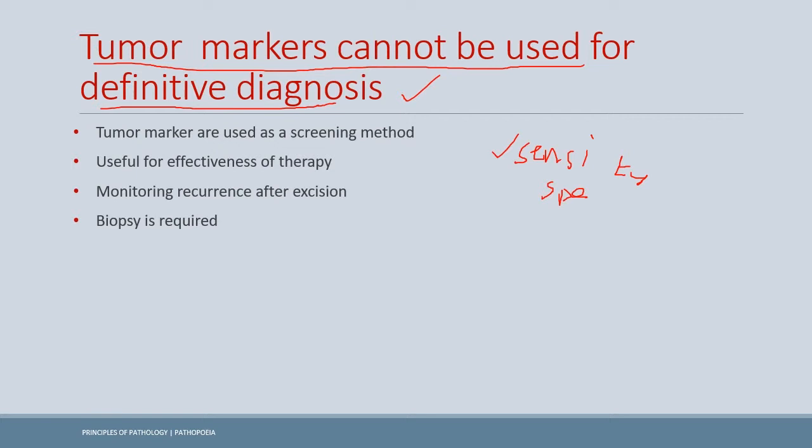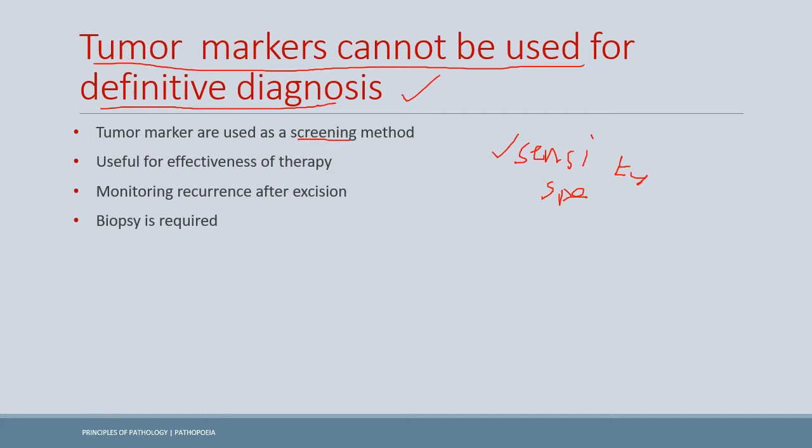So tumor markers can be used as screening methods, or we can use them for the effectiveness of the therapy, as in the example of the ER receptors, the cells that are ER positive in case of breast carcinoma, they respond to the tamoxifen therapy. And the third point would be that they are used for monitoring recurrence after excision.